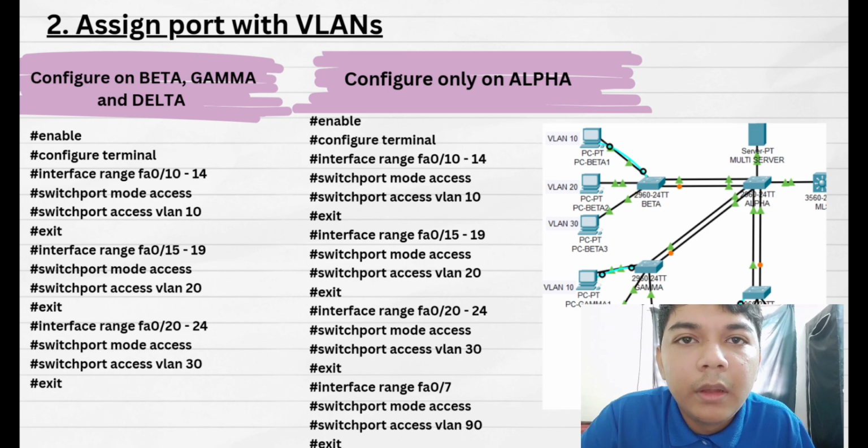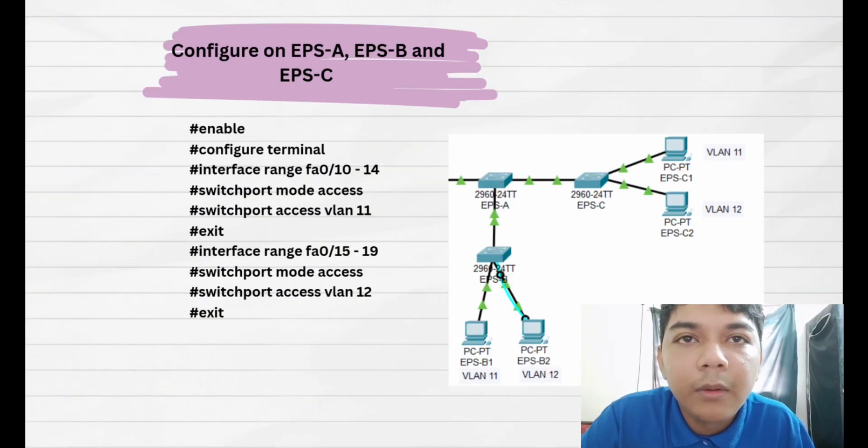mode. Then write interface range based on VLAN and port assignment table. Then write switchport mode access to assign port with VLANs. Next, type switchport access VLAN based on VLAN and port assignment table. Then type exit. To assign port with VLAN on EPS-A, EPS-B, and EPS-C switch, we need to enter configuration mode.